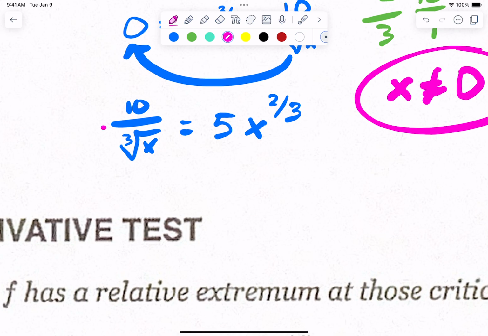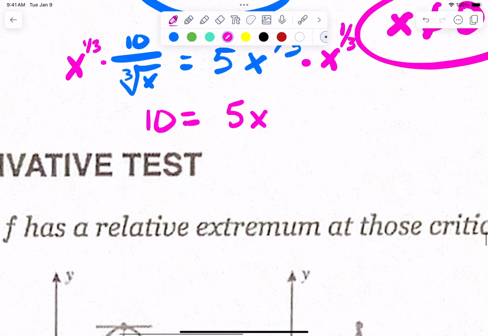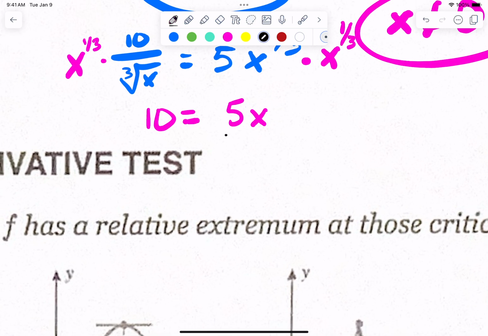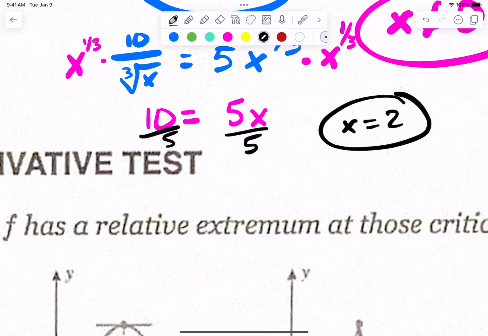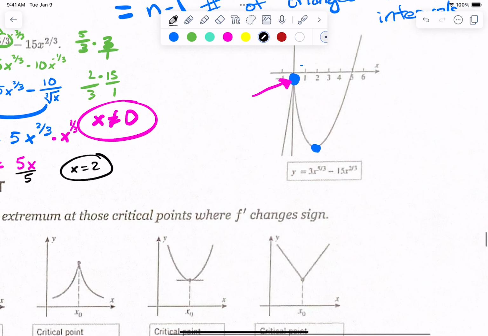Multiply by the cubic root of x. Okay, I'm going to multiply by the cubic root of x, but I'm going to call it x to the 1/3 power. Times x to the 1/3 power. And it makes it so the 10 is by itself. x to the 2/3 times x to the 1/3: you add the exponents. 2/3 plus 1/3 is just x to the first power. And then we divide by 5. So x is 2. Do we have a critical place at 2? Yeah, you betcha. There it is.